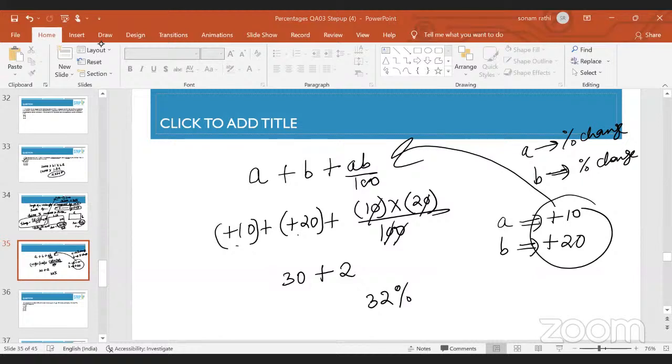Please mute yourself. So just directly put everything in the formula. That's it. This is your standard formula. What is the question saying? 10% increase in length, 20% increase in breadth. Put those values here. You will get the answer. Okay. Let's do one more example like this.